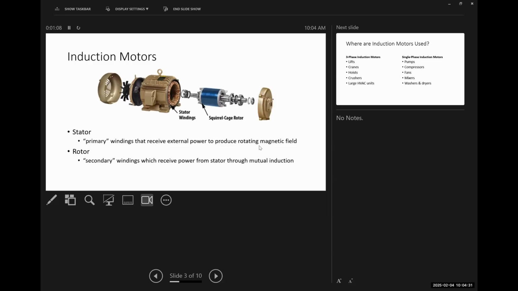So in an induction motor, we've got this large blown up image of what's going on. There are lots of different parts here, but the key features are the stator and the rotor, okay? So the stator is comprised of, I don't know if you can see my mouse or not. Can you guys see the mouse? No, not at all. Well, that's wonderful. Let me get up onto the screen and point it out then.